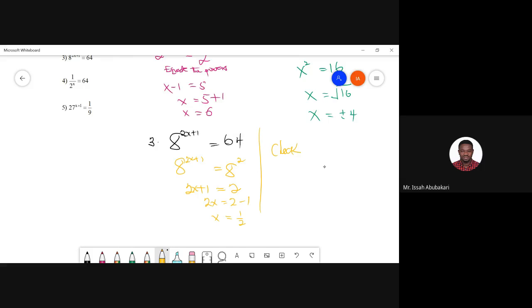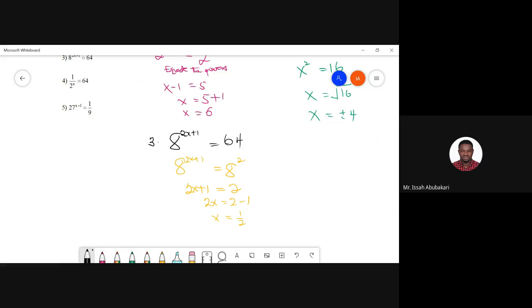Check and see. So to check this, 8 exponent 2 times x, where x is 1 over 2, plus 1 is equal to 64, right? Now, 2 will cancel 2 and we have 1. 1 times 1 is 1, so 8 exponent 1 plus 1 is equal to 64. And we know 8 exponent 2 is equal to 64, so the answer is correct. If you are given this in an examination, you don't need to write this out. You can just do this on your own to confirm whether your answer is correct or not. Is that okay? All right, now let's look at question 4.